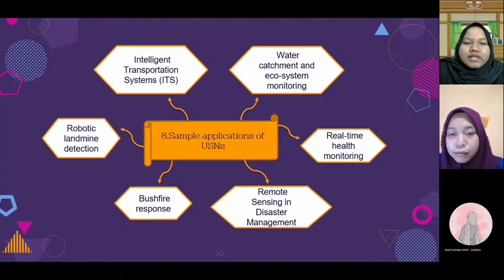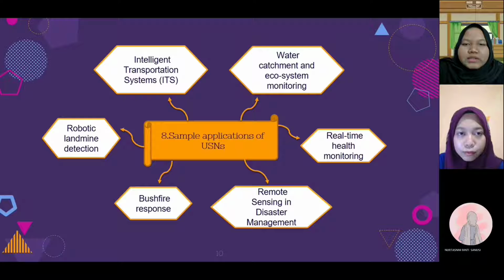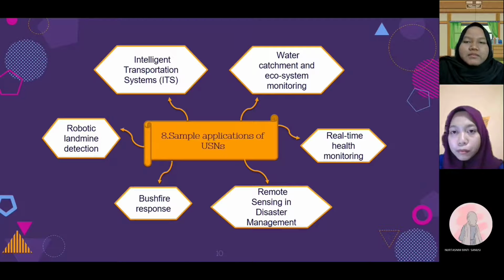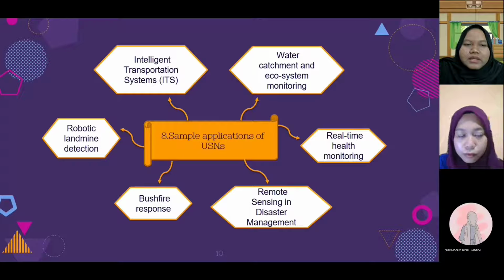Sample application of USNs. First, Intelligent Transportation System, ITS. Next, Water Catchment and Ecosystem Monitoring. Next, Real-Time Health Monitoring. Remote Sensing in Disaster Management. Next, Boost Fire Response. Lastly, robotic landmine detection.